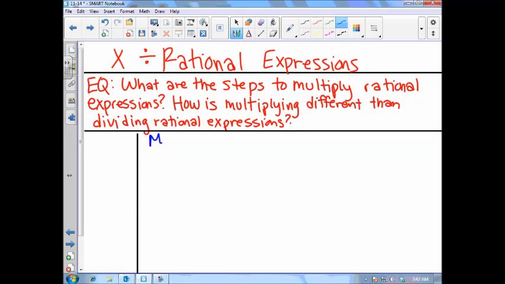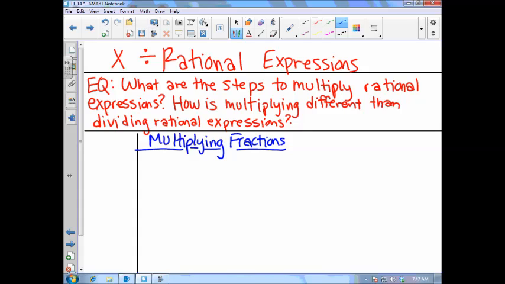Okay, we're going to step it back to multiplying regular fractions, because we talked about in our last set of notes that a rational is anything that can be made into a fraction. And we're dealing with polynomials and fractions. But let's practice multiplying regular fractions.